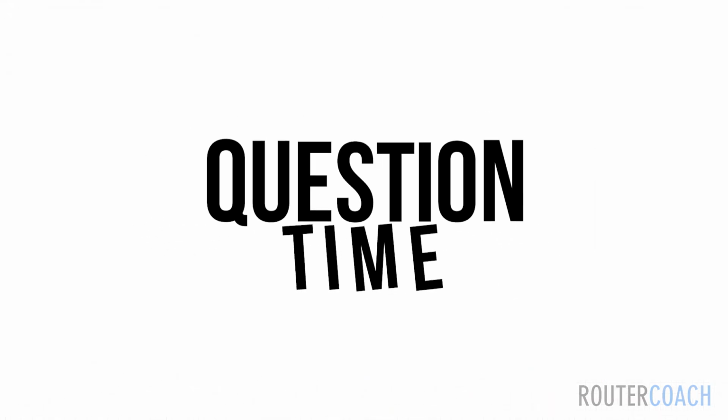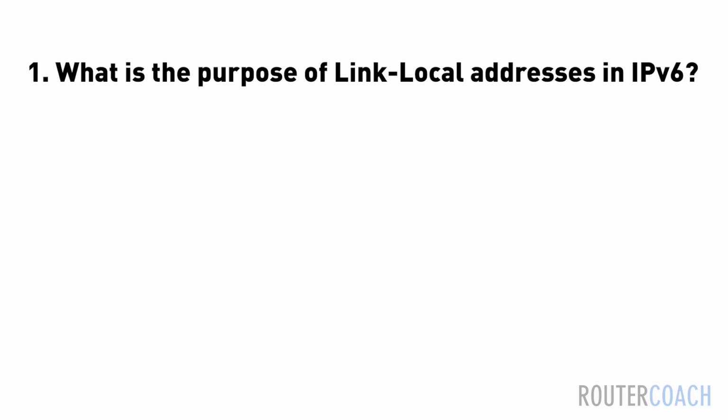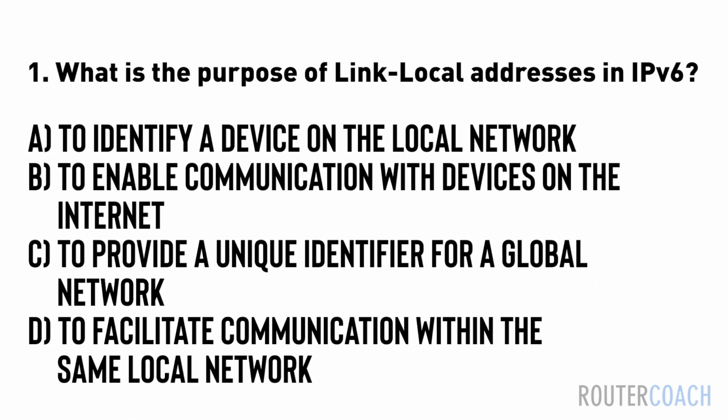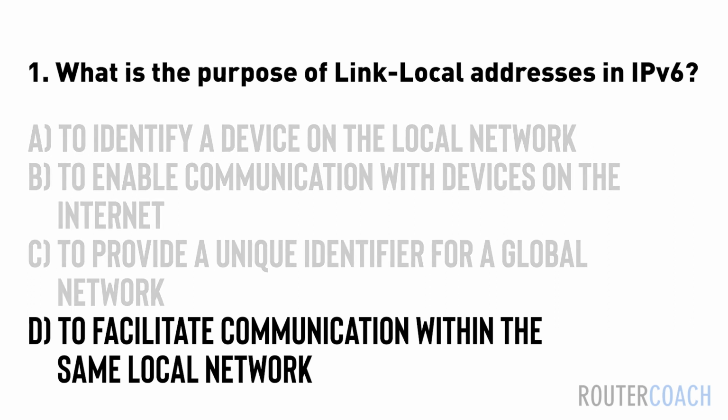Now, it's question time. 1. What is the purpose of link local addresses in IPv6? A. To identify a device on the local network. B. To enable communication with devices on the internet. C. To provide a unique identifier for a global network. D. To facilitate communication within the same local network. The answer is D.